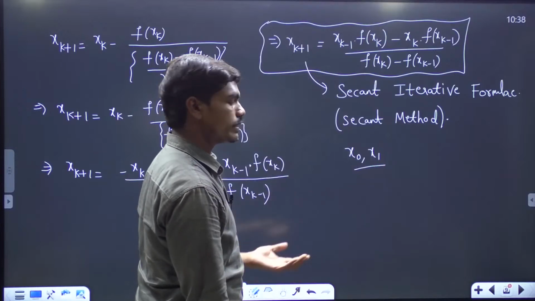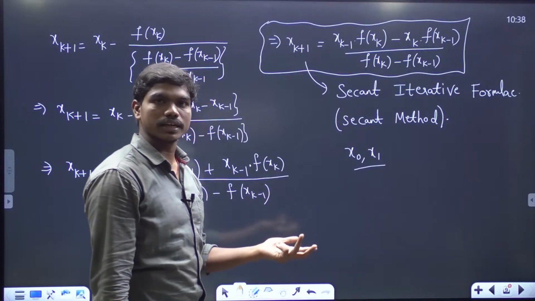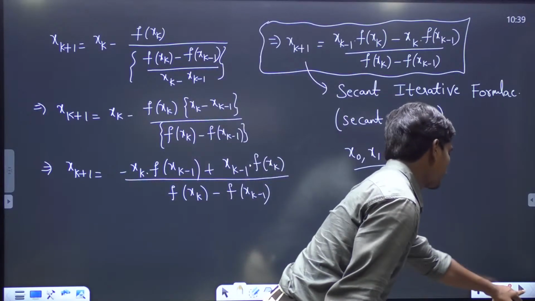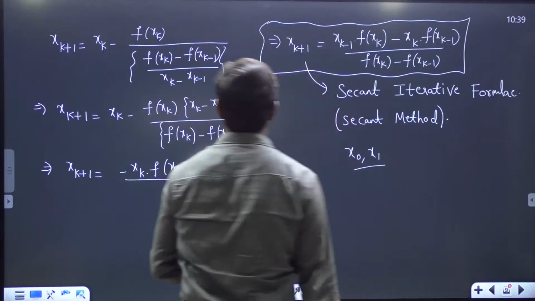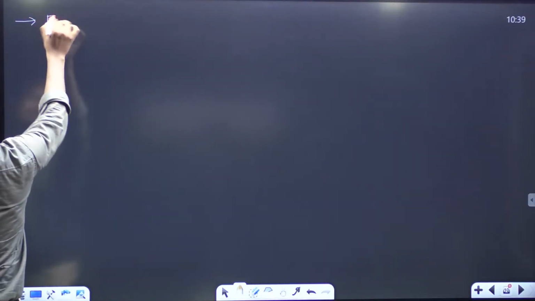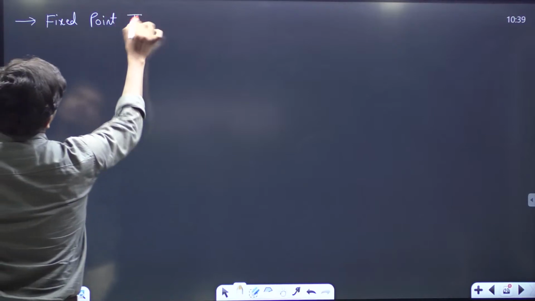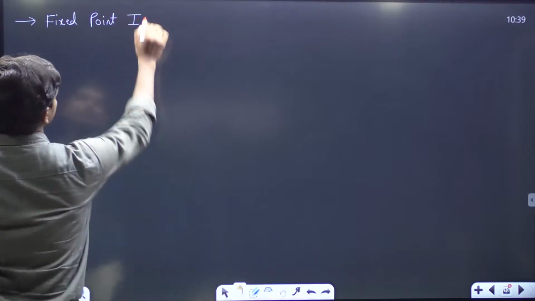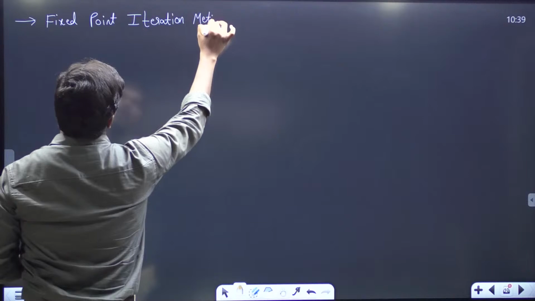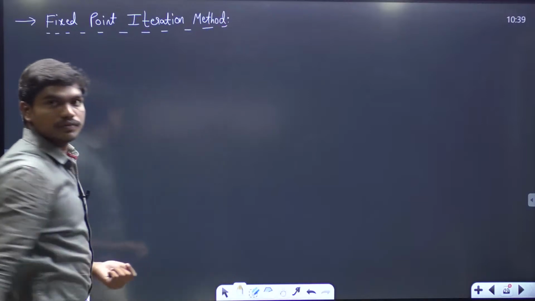Okay, so these are the 4 methods that we thought of discussing: regula falsi method, bisection method, Newton-Raphson method, and secant method, which we discussed here. Okay, so now, let's not go till that moment. So see here. Before going to this, I would like to tell you one thing, which is called the fixed point iteration method. We'll see what is this fixed point iteration method.